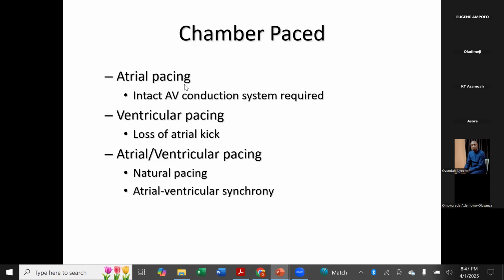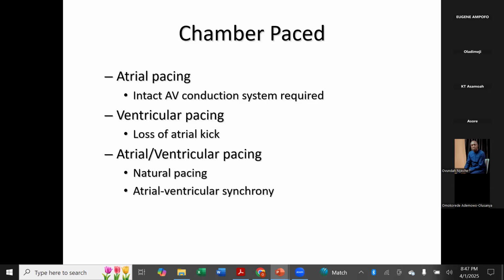But if the patient has good AV nodal function and a dysfunctional SA node, we all know that when you pace the atrium, it will conduct through the AV node and you can generate the normal ventricular activity that you can synchronize. But if there's no good AV node function and you are just pacing the atrium, it will not translate to the ventricle.